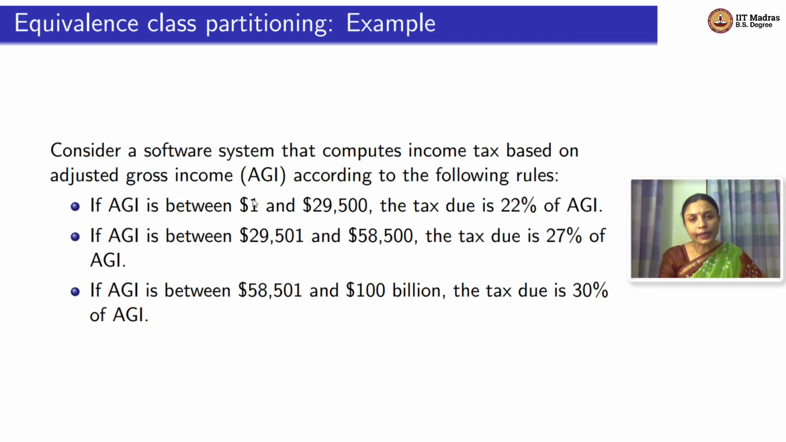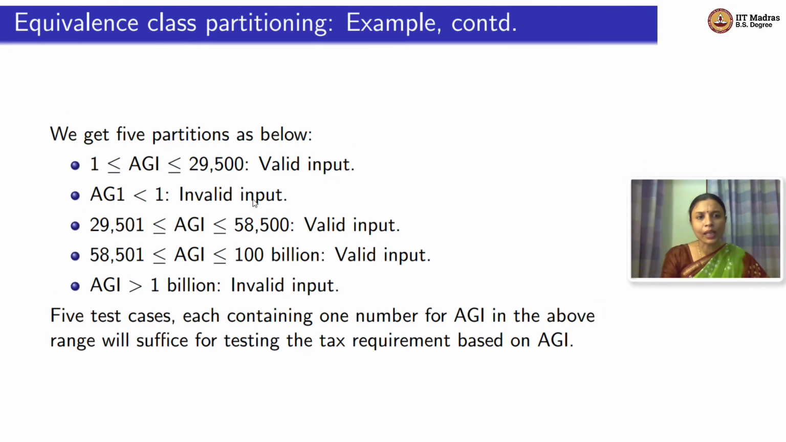So I keep all these things in mind and come up with my test inputs, one for each equivalence class. So we get 5 partitions of the inputs. One for the first slab, adjusted gross income is between 1 and 29,500. One is adjusted gross income is less than 1. The next is adjusted gross income falls in the second slab. Fourth one is adjusted gross income falls in the third slab. And then adjusted gross income goes, this should be 100 billion, goes more than 100 billion.